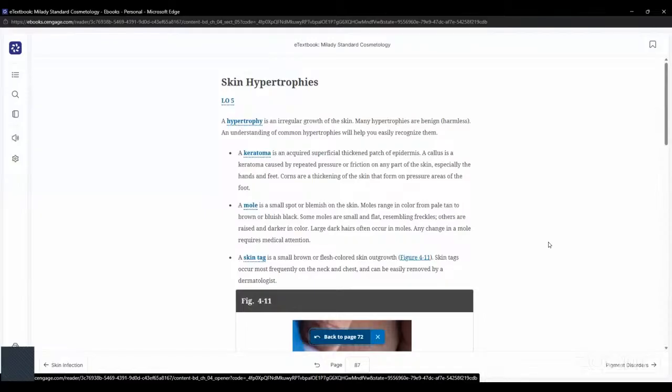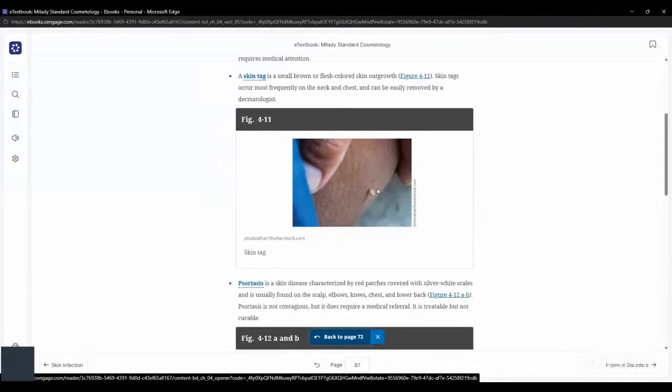This is where you see moles, skin tags, keloids, okay? Moles, skin tags, keloids are skin hypertrophies. This skin tag, this is what I'm saying. Barbers think that they could take it off. No, it must be removed by a dermatologist, not a barber.